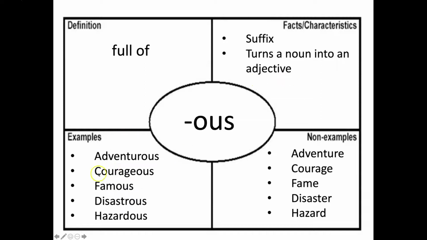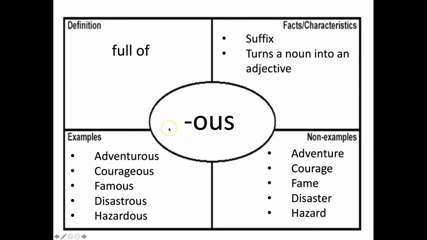So you would use these words to describe someone or something. A person is adventurous, okay? An adventure is a noun. It's a thing. Courage is a thing. It's something that you have. Fame is a thing. It's something that you have. To describe someone, you would use famous, so that makes it an adjective. So I'm going to go ahead and have you guys pause here and copy this down into the Frayer model in your OneNote.